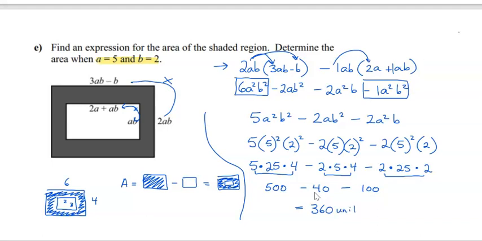We don't know if it's centimeters or what, but we do know it's squared because we calculated area, and we calculated area because the area is the length times the width.